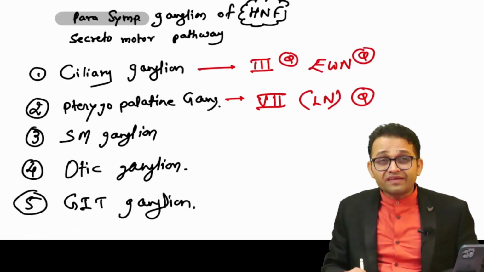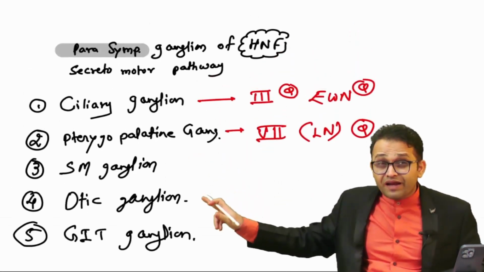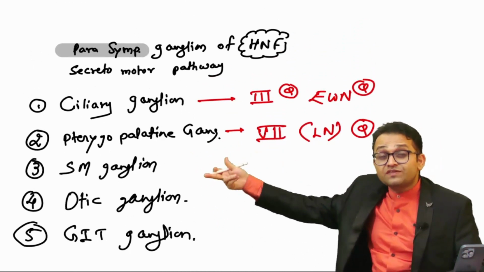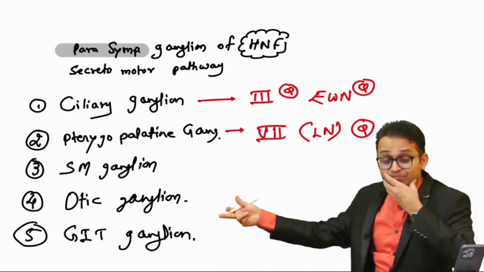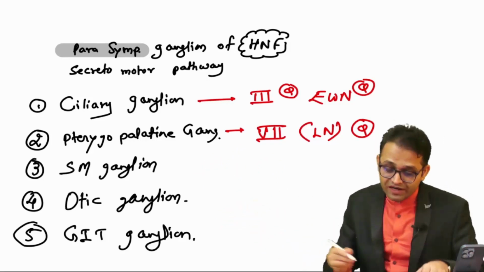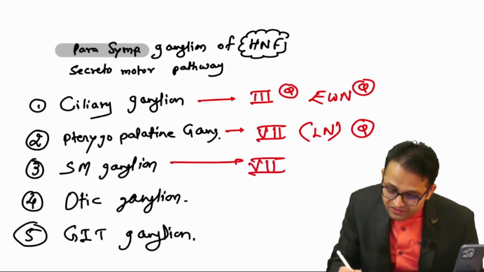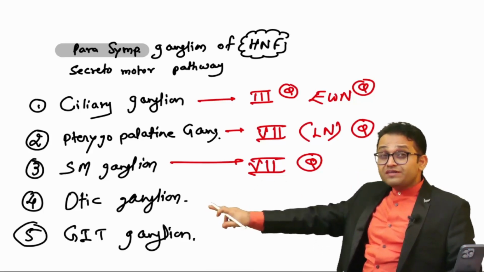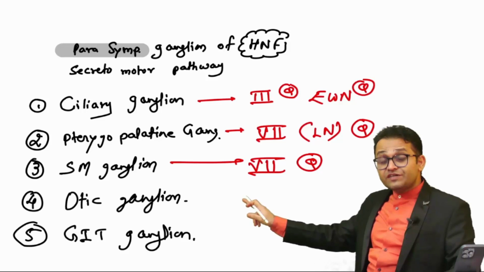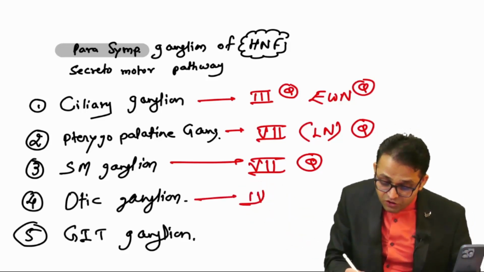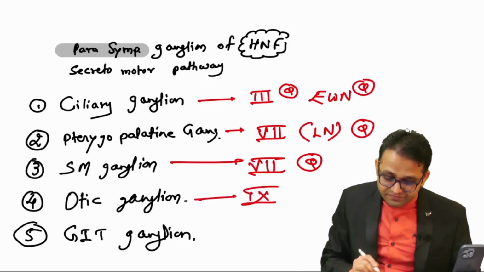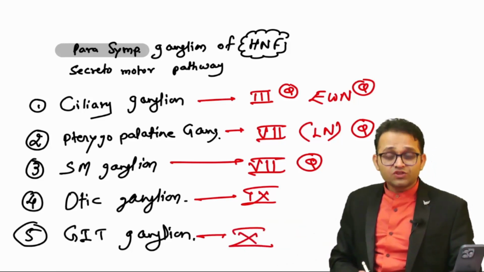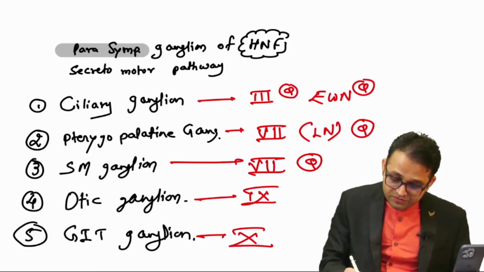Do you remember? The submandibular ganglion was related with secretion from the submandibular gland as well as the sublingual gland. So it was related again with the facial nerve. Getting the point? Otic ganglion was under control of the inferior salivatory nucleus, which was under control of the glossopharyngeal nerve. Do you remember? And GIT ganglion is related with the 10th nerve. Fine. So in this way, can you observe?